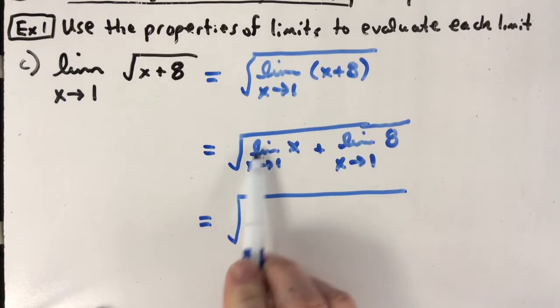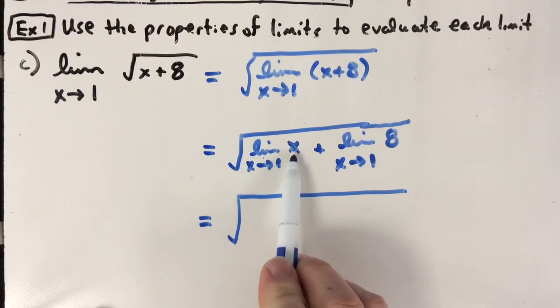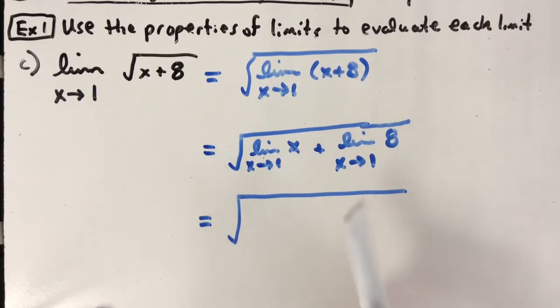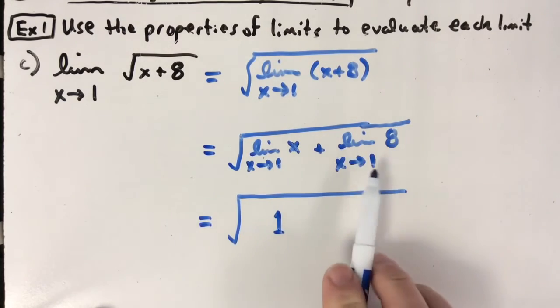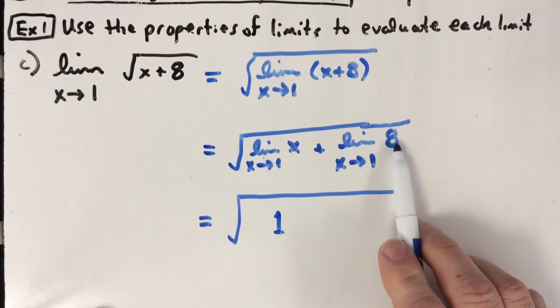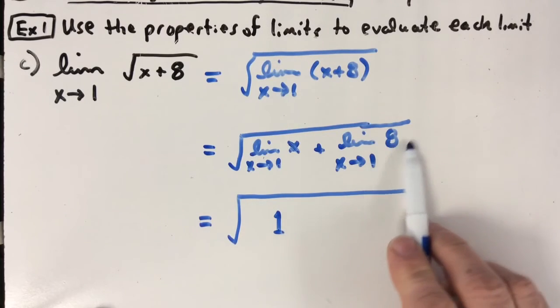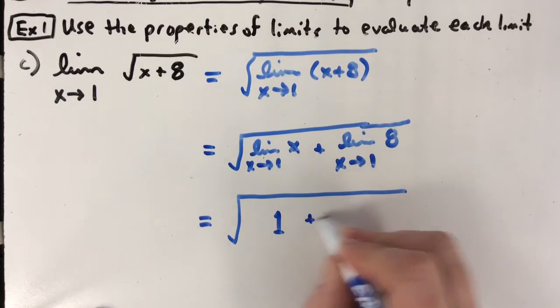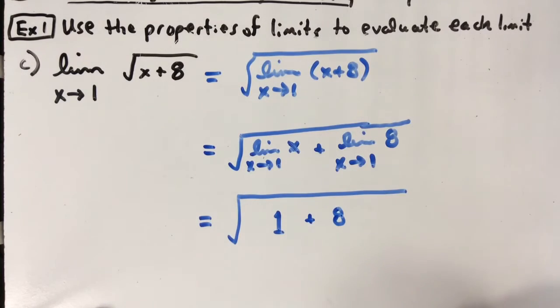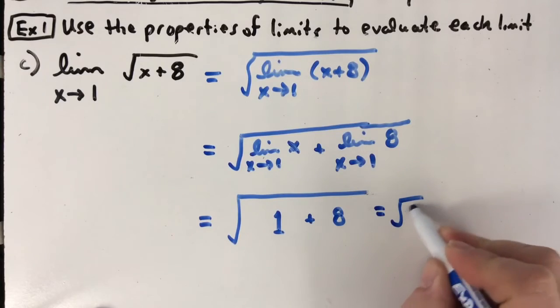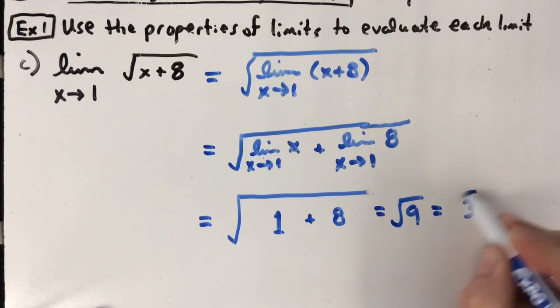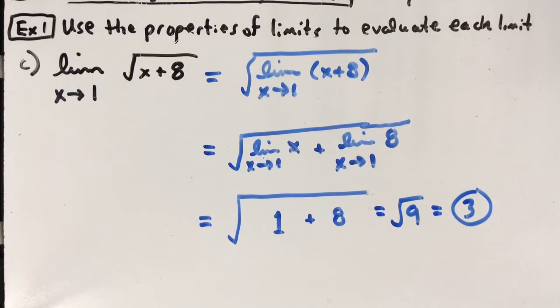This first limit, we have the limit as x approaches 1 of x. When you have an x, we're going to take that 1 and plug it in. That's just going to become the number 1. The second limit, I would like to take this 1 and plug it in for all the variables, but there aren't any, so that just ends up remaining as 8. So we end up with the square root of 1 plus 8, which is the square root of 9, or 3. So our final answer for that one is just 3.